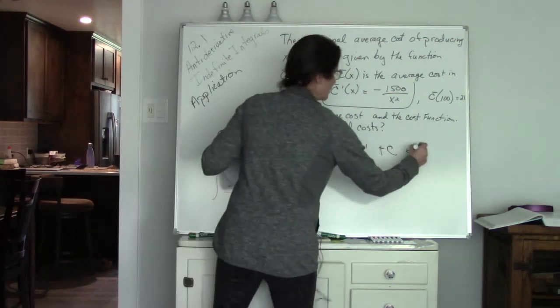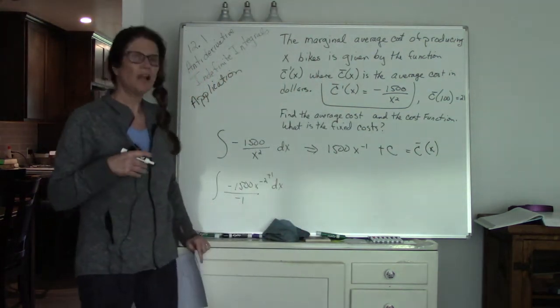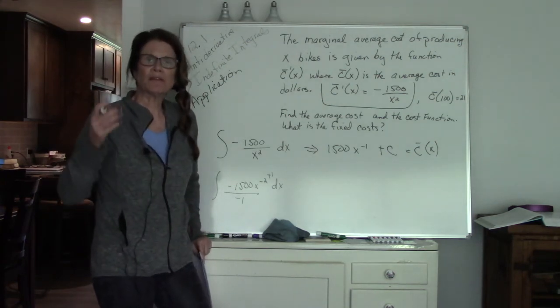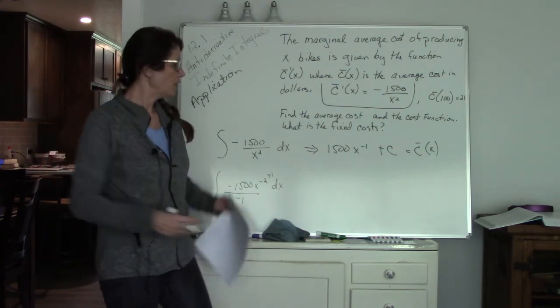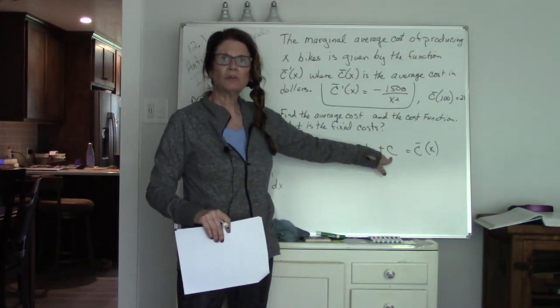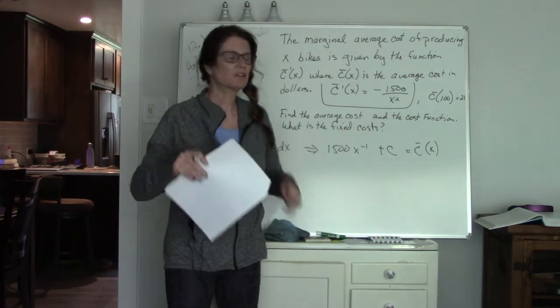So this is our average cost. We went from marginal average back to average, and because we're dealing with an indefinite integral, we have to deal with the c. What does the c represent? What is the actual cost function?